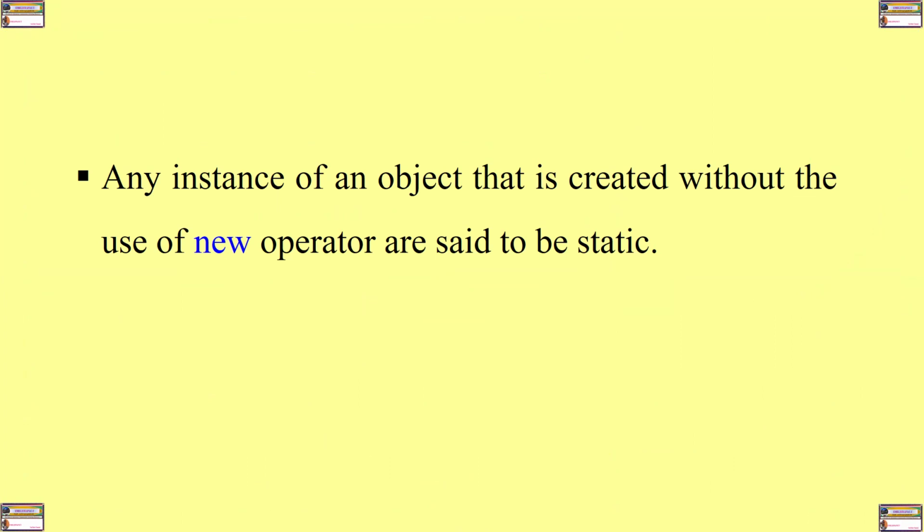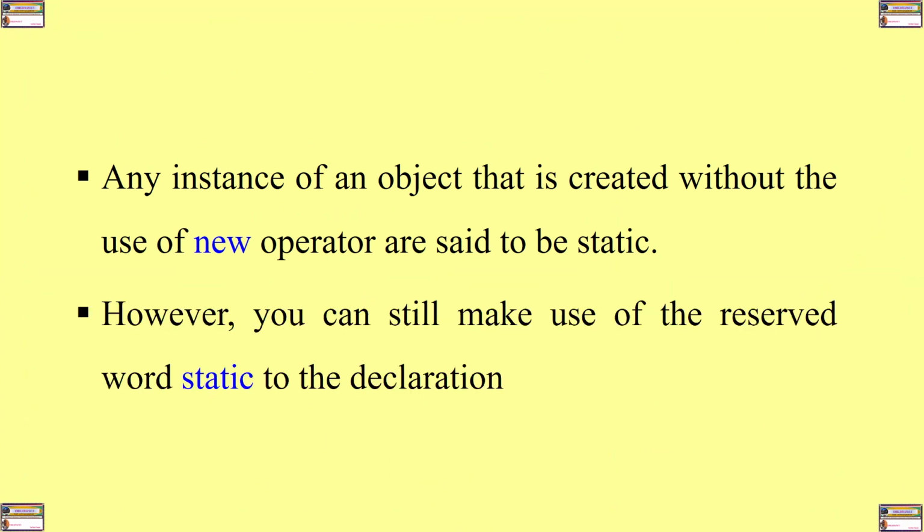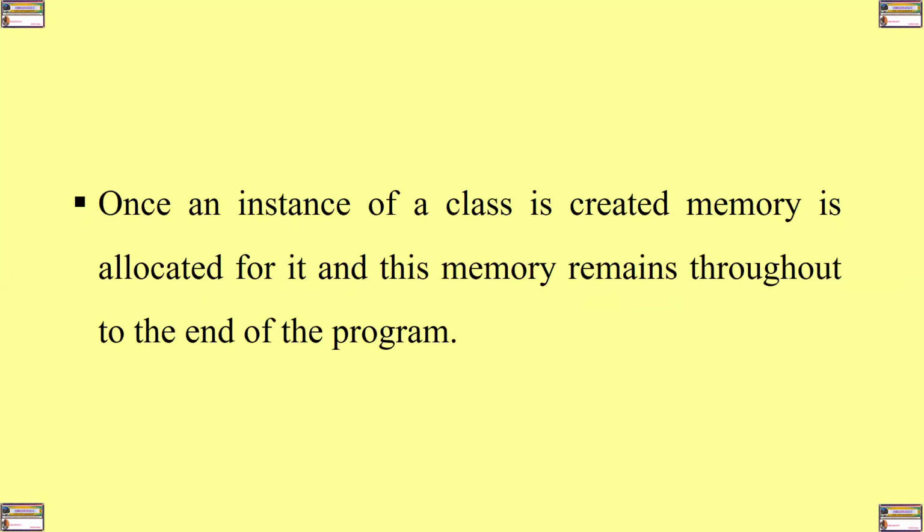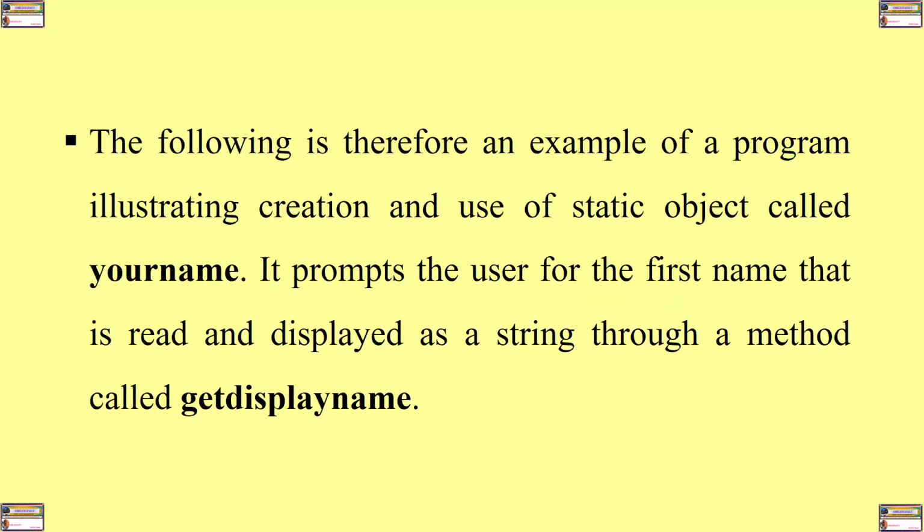A static object is any instance of an object that is created without the use of the new operator. However, you can still make use of the reserved word static in the declaration. An object of a class occupies the same amount of memory as a variable of a structure that has the same data members. Once an instance of a class is created, memory is allocated for it, and this memory remains throughout to the end of the program.